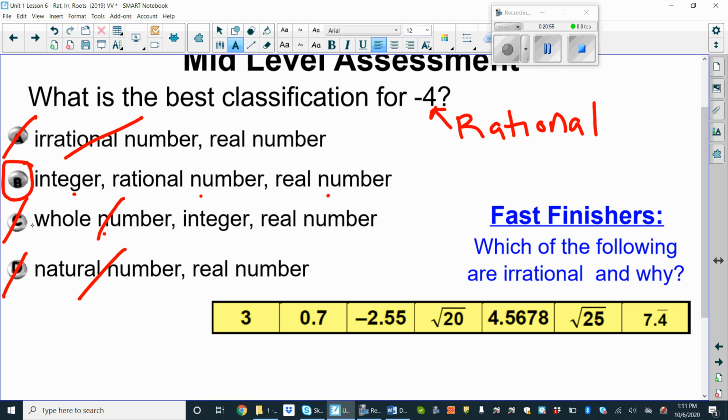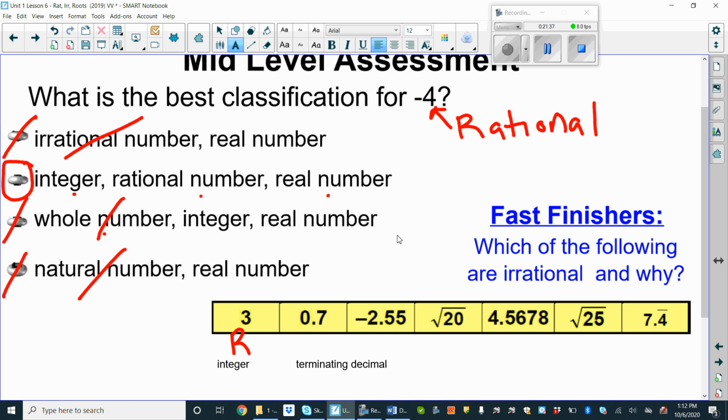So which of the following are irrational and why? We know 3 is rational because it is an integer. 0.7 is rational as well because it's a terminating decimal. -0.225 is also rational because it's terminating. So these are rational.